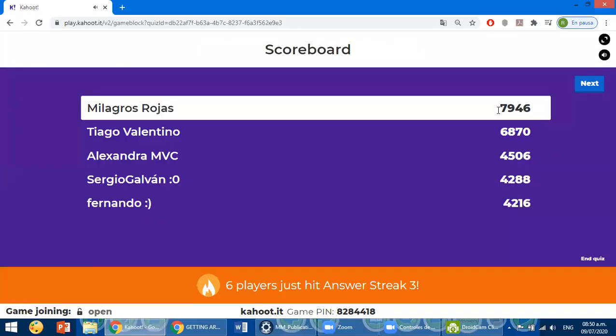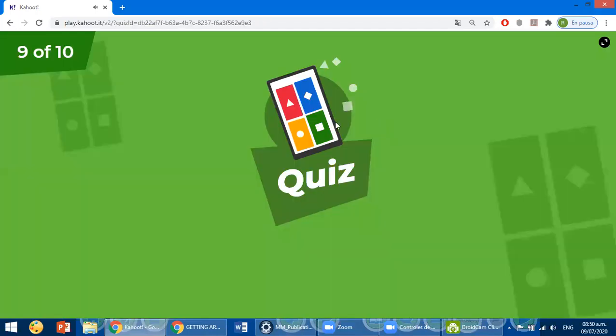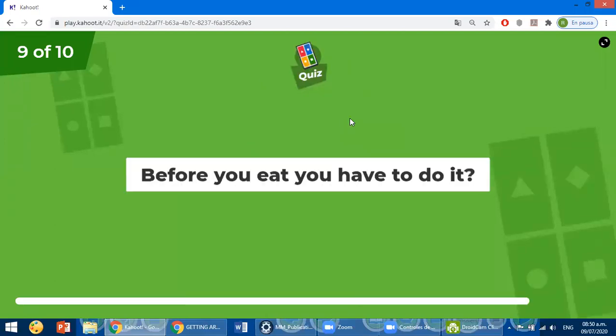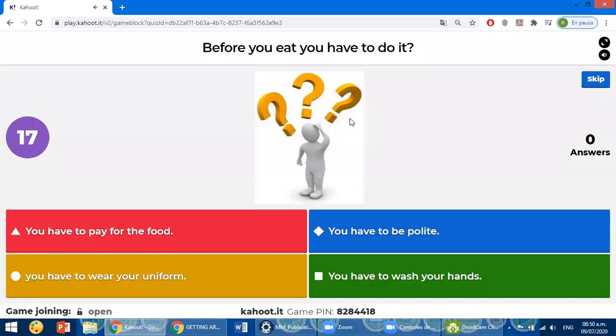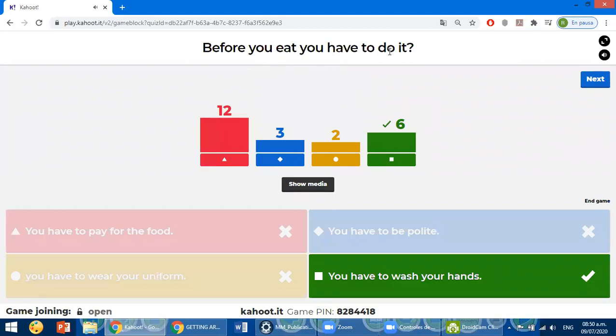Olives, no? The vocabulary, remember? Before you eat, you have to pay for the food. No, you pay for the food when you finish. No, after you finish. You have to wash your hands before you eat. Okay, it's an obligation. It's a good habit. Wash your hands before you eat.